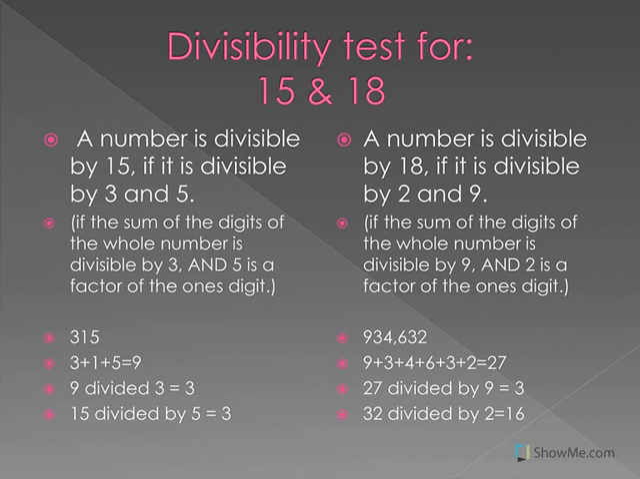In the divisibility test for 18, a number is divisible by 18 if it's divisible by 2 and 9. If the sum of the digits of the whole number is divisible by 9 and 2 is a factor of the ones digit. And we show an example here.